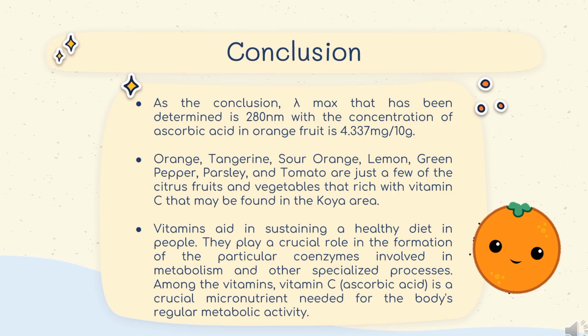Vitamins aid in sustaining a healthy diet in people. They play a crucial role in the formation of particular coenzymes which are involved in metabolism and other specialized processes. Among the vitamins, vitamin C, which is ascorbic acid, is a crucial micronutrient needed for the body's regular metabolic activity.